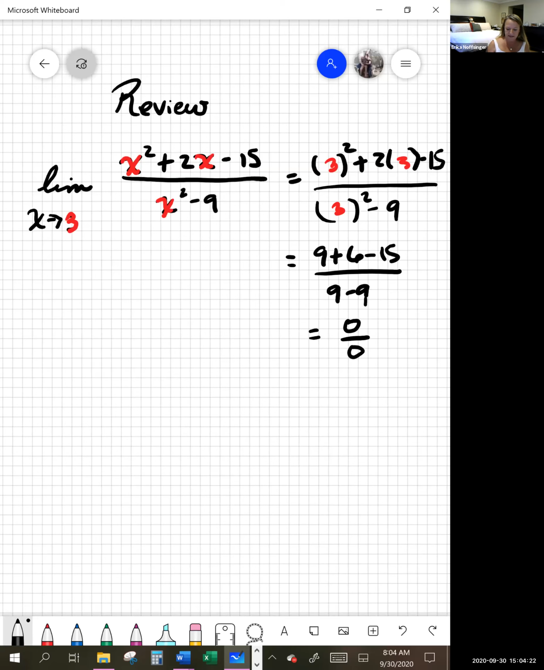So if we get something back in this form, 0 over 0, infinity over infinity, this is an indeterminate form, and that's where we have to go back up and manipulate. It depends on what you are working with, and in our case, because it's a rational function, a polynomial divided by a polynomial, try factoring.